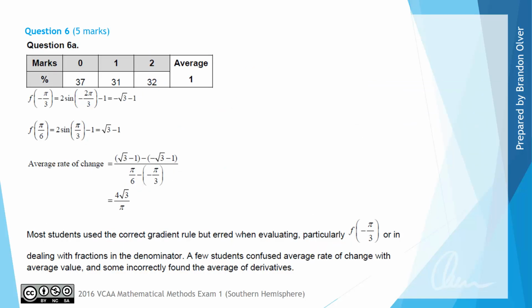From the examiner's report we can see that nearly a third of students got no marks, a third of students got 1 mark, and a third of students got 2 marks for this question. The examiner goes on to say that most students were able to use the correct gradient rule, but made errors when evaluating the exact values, particularly with negative pi on 3 substituted into the function. There were also errors made when dealing with fractions in the denominator. A few students confused average rate of change with average value, which is a common mistake, and some incorrectly found the average of the derivatives.